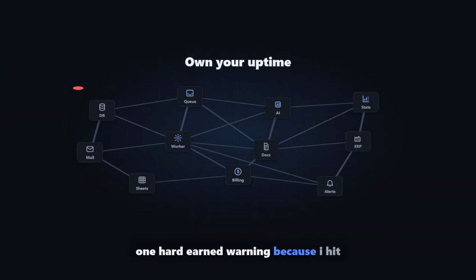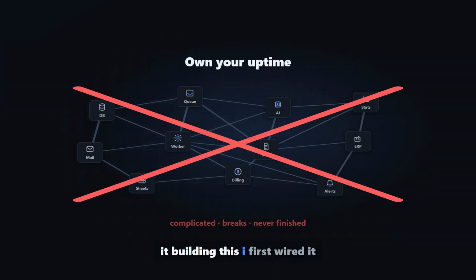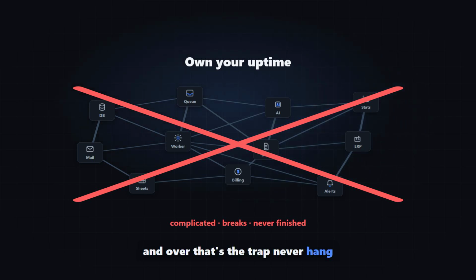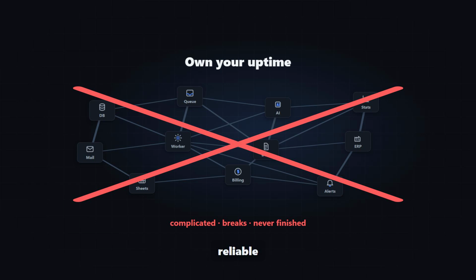One hard-earned warning, because I hit it building this. I first wired it to a free AI tier, and it failed. Too busy. Try again later, over and over. That's the trap. Never hang a recurring job on someone else's free capacity. Run it where you own the uptime, on your own machine, on a schedule you control, with a tool that's reliable. Free is fine to try it. For something you depend on every month, a few cents or your own setup is worth it.